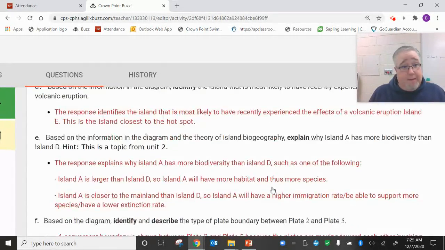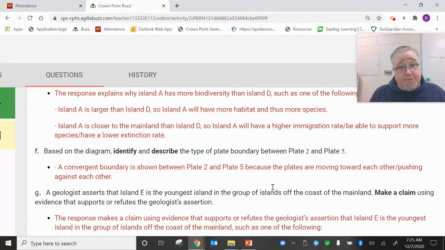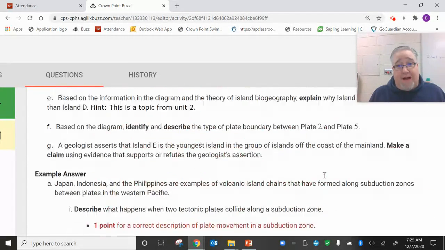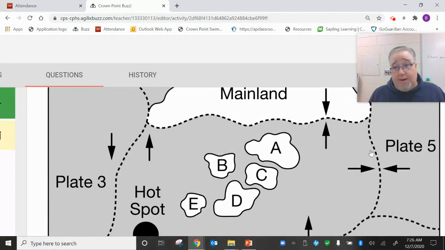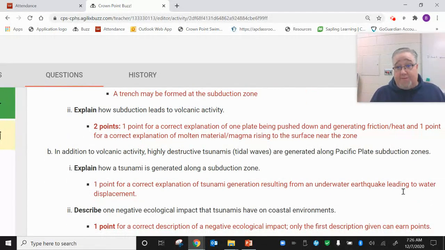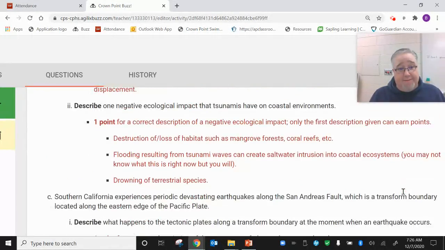Okay. Then we have our last question here. I'm sorry, no, there's two more questions. Letter F, based on the diagram, identify and describe the type of plate boundary between plates 2 and 5. So here's plate 2, here's plate 5. See how they come towards each other, right? That is a convergent plate boundary. If they were going opposite from each other, they would be divergent.